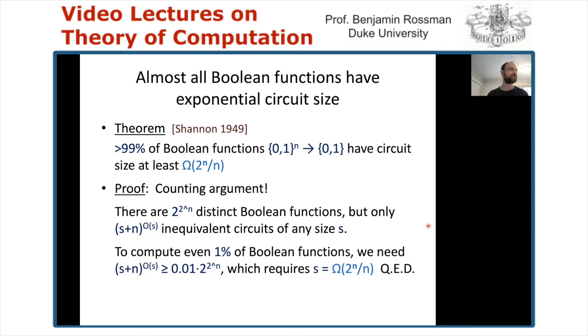It follows that to compute even 1% of all Boolean functions, we require that the number of inequivalent circuits of the given size is at least 1% of 2 to the 2 to the n. So we would need this inequality, but this means that the size s has to be omega of 2 to the n over n. All right, so that's a very simple proof, which establishes that almost all Boolean functions have exponential circuit size.